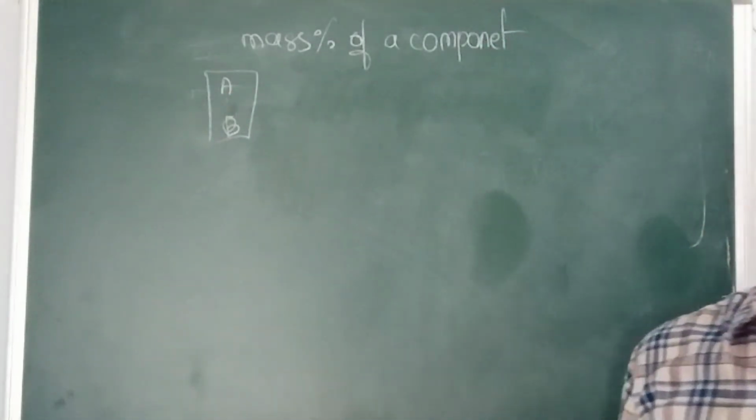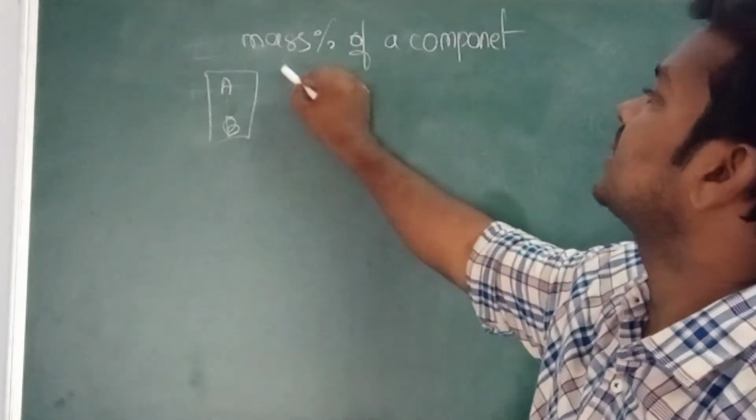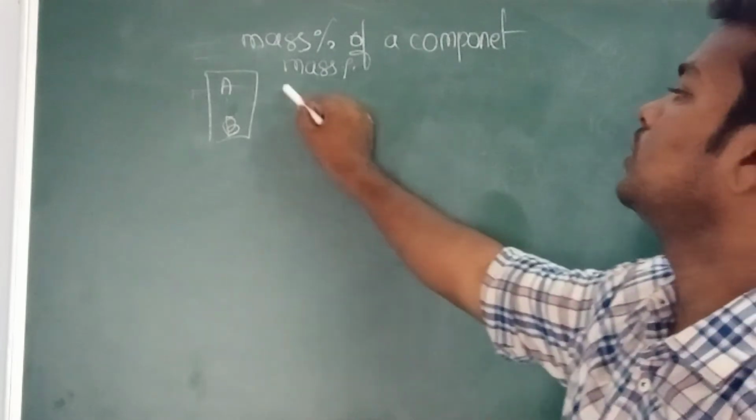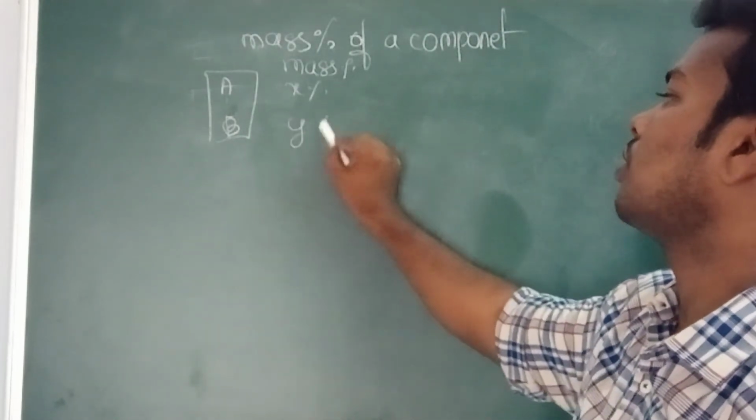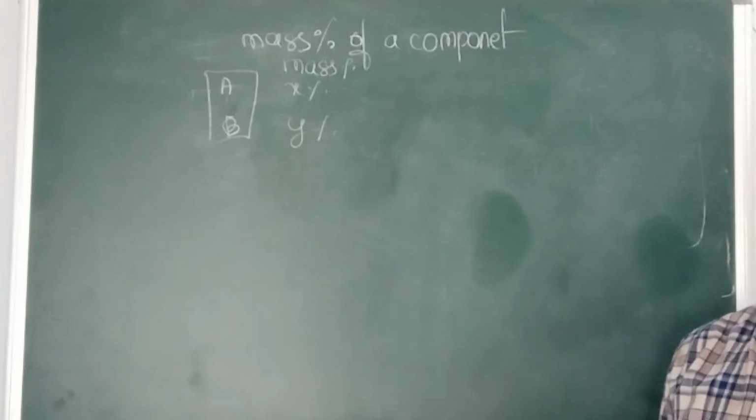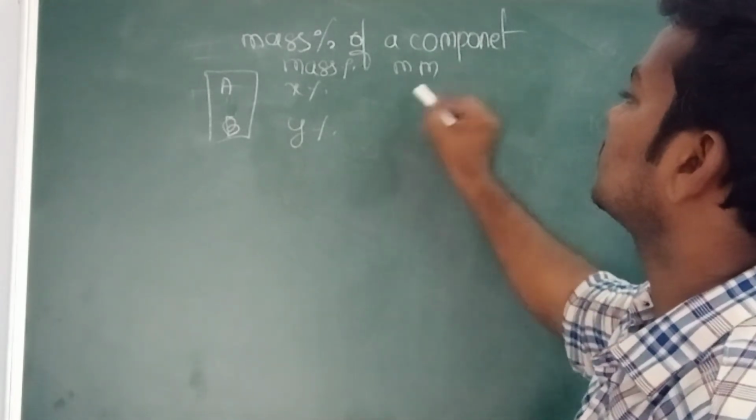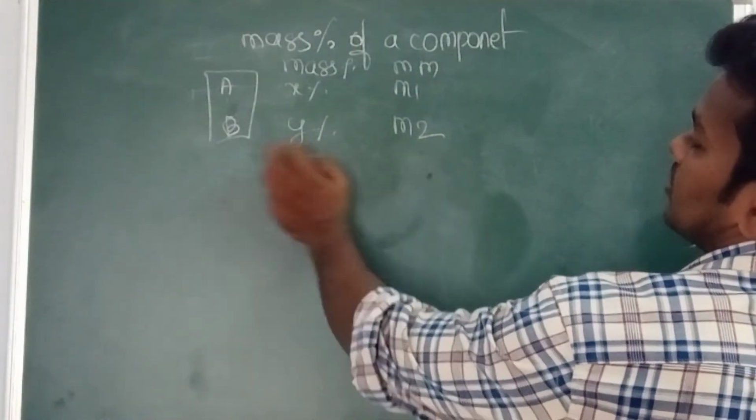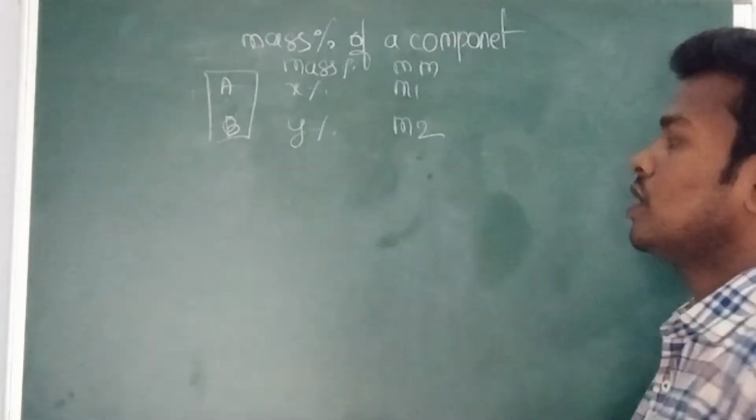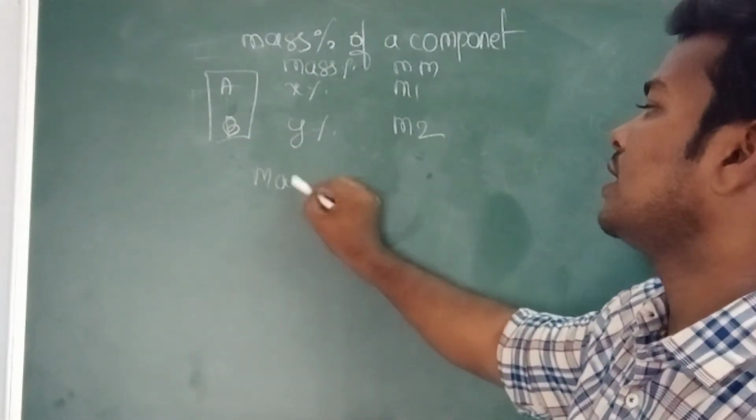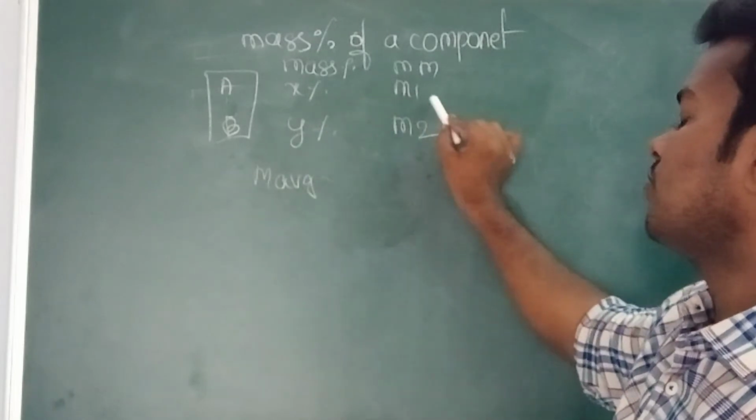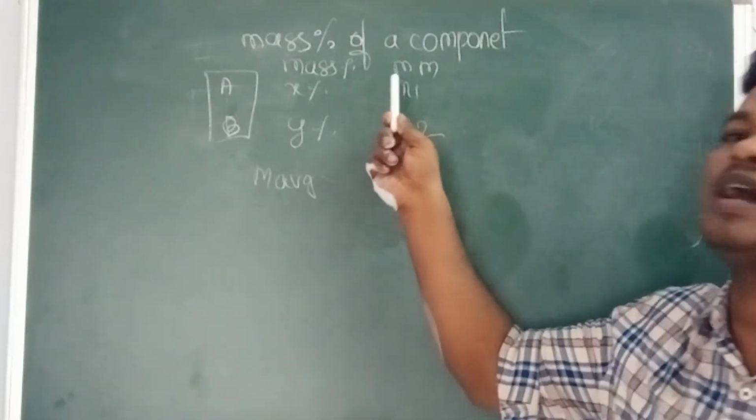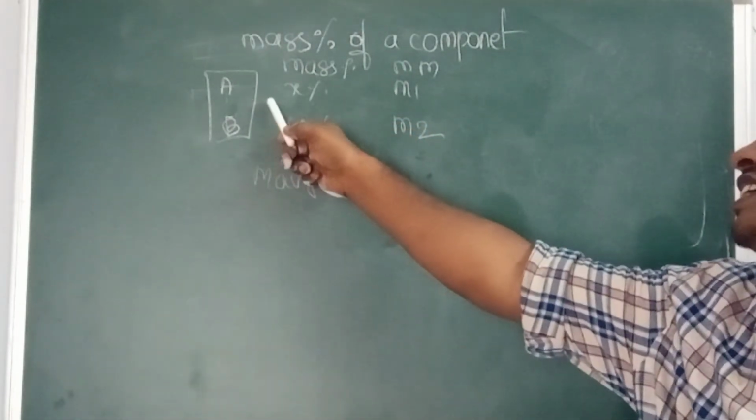This time I have taken two components. So for mass percentage, for example, this is X percentage, this is Y percentage. We know the molecular mass, this is M1, this is M2. Generally how can we calculate the average? X1 into M1, Y1 into M2, divided by 100, but that is completely wrong. Why? Because here they have given the molecular mass and the mass percentage.